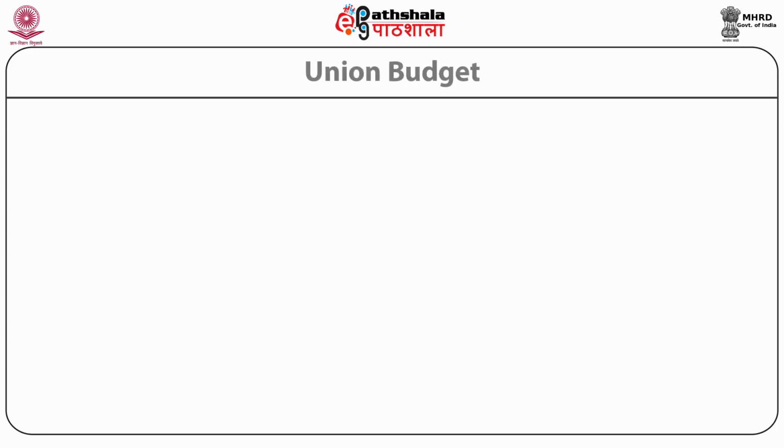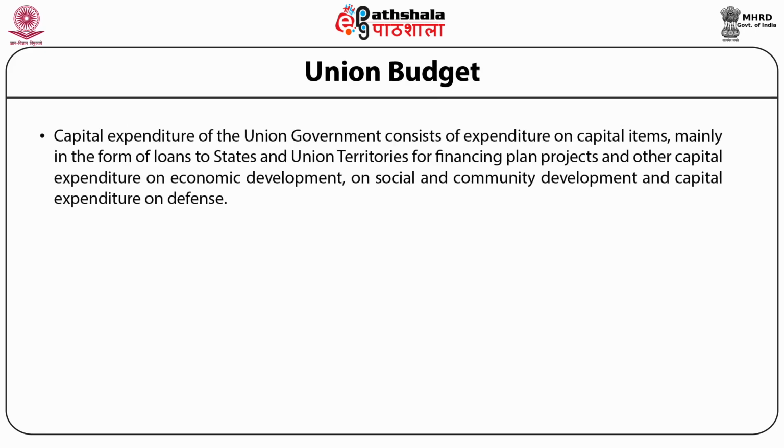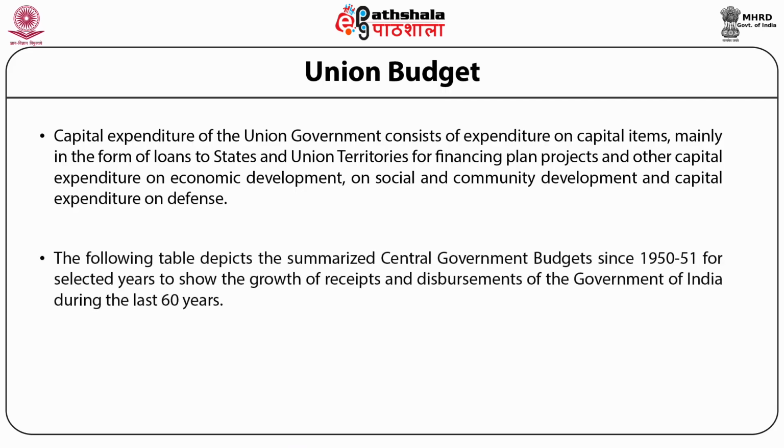Capital expenditure of the union government consists of expenditure on capital items, mainly in the form of loans to the states and union territories for financing planned projects, and other capital expenditure on economic development, on social and community development, and capital expenditure on defense. The following table depicts a summarized central government budget since 1950-51 for selected years to show the growth of receipts and disbursements of the Government of India during the last 60 years.